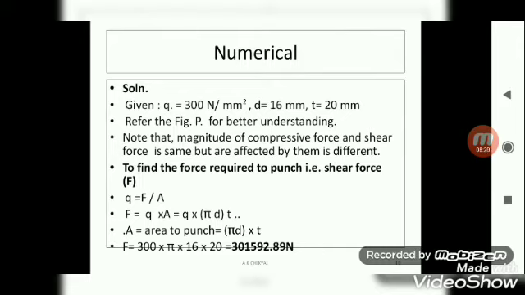To find the force required to punch, that is the shear force F, we know stress is equal to force divided by area. Here, shear stress is Q, shear force F divided by the affected area A. F is equal to Q into A, which is Q into pi d t. Pi d is the circumference, into t, the thickness. So F is equal to 300 into pi into 16 into 20, which is 301,592.89 Newton.